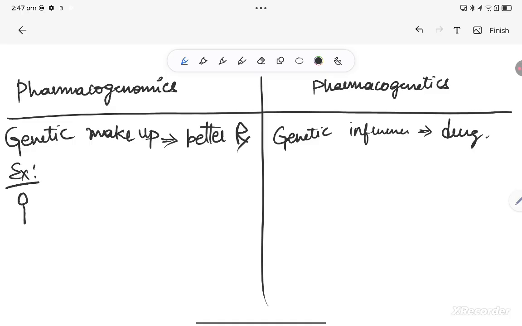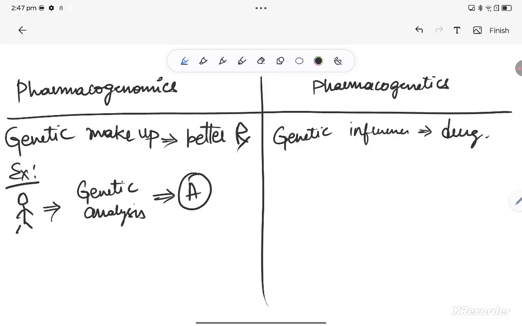Let us say there is a patient who has undergone genetic analysis and came to know that he responds best to a certain drug A. Based on these results, the clinician will treat him for the disease with drug A, so that better therapy, better treatment will be available.